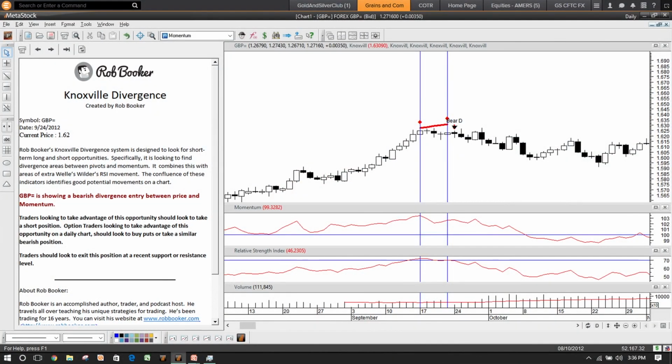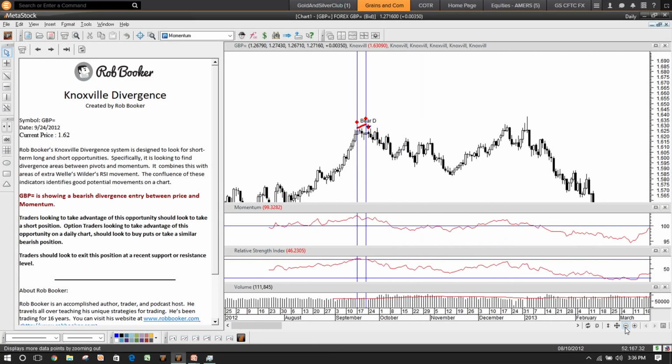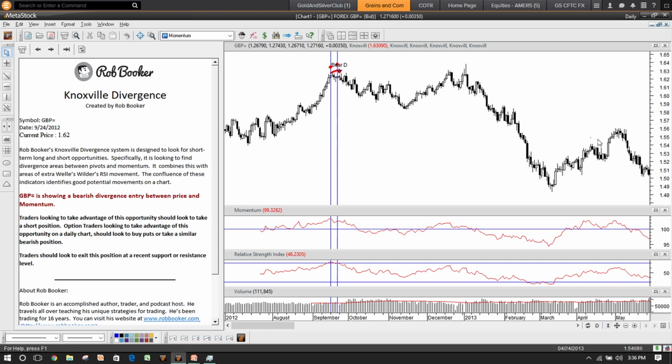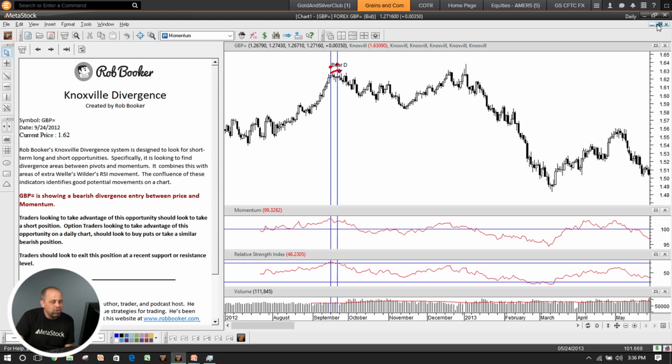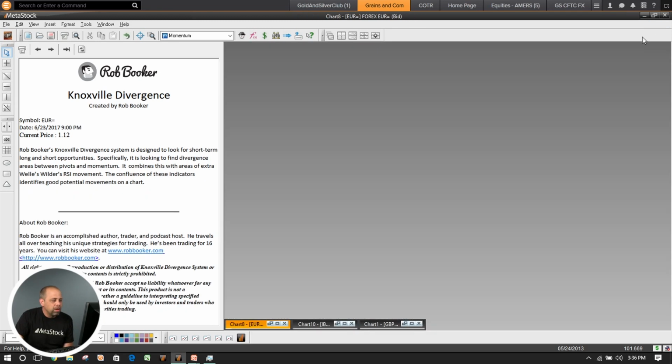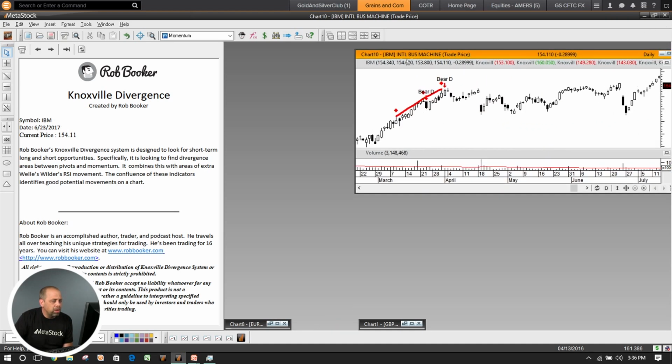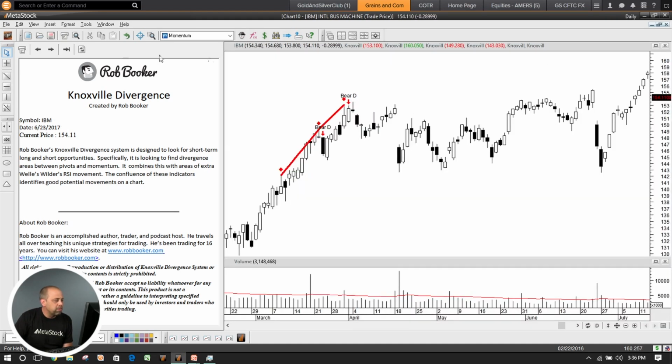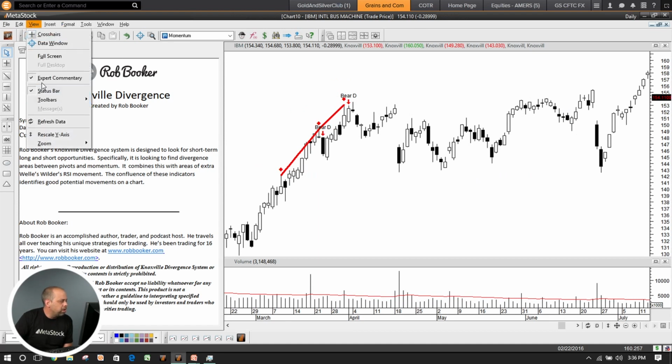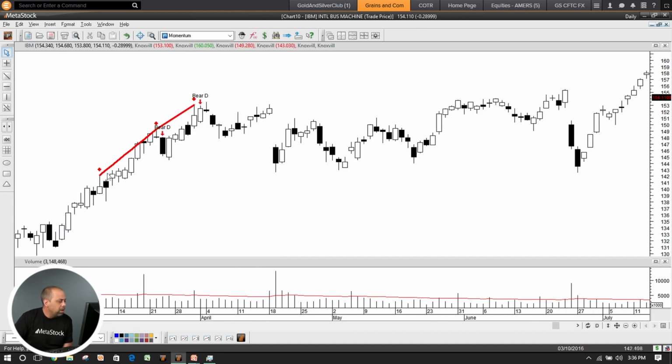Now, you'll notice if we scroll out in this chart that it just doesn't happen that often. I did find a couple of examples for you to give you an idea of how this works. So let me show you IBM. It does work on any type of instrument. Here on IBM, I'm going to maximize this. I'll close down this commentary now too, just to clean up the view. Here we actually had not one, but two Knoxville divergences in a huge uptrend on IBM, and that's immediately where the price began to stall and fall off.